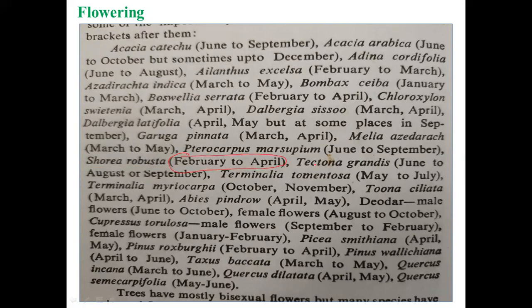Another very prominent species is Tectona grandis. Here you can remember a small code word for Shorea robusta. You can remember that February is the second month, and April is the fourth month.